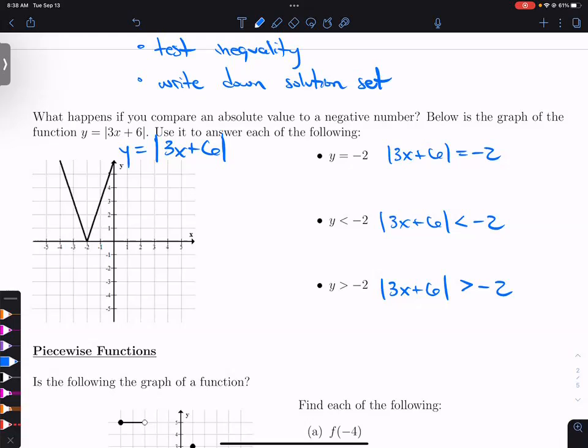Where is it equal to -2? Where is it less than -2? Where is it greater than -2? So what do you think? Same thing as before? Is it any different? Do we just jump into it and start doing what we've been doing?